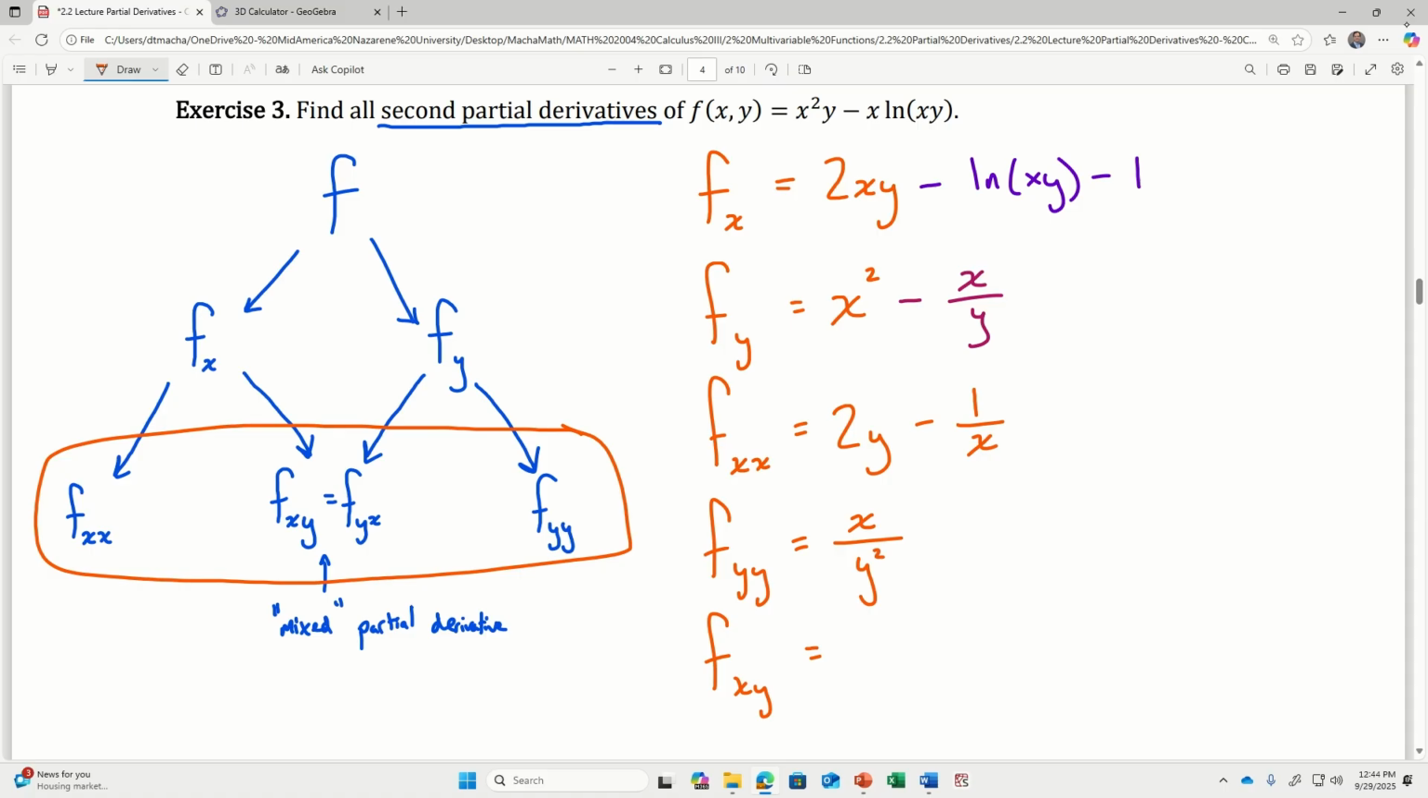And what do I get if I take the mixed partial derivative first with respect to x and then with respect to y? Or it doesn't matter. You could also do first with respect to y and then with respect to x. But what am I going to get? Two x. Minus 1 over y.